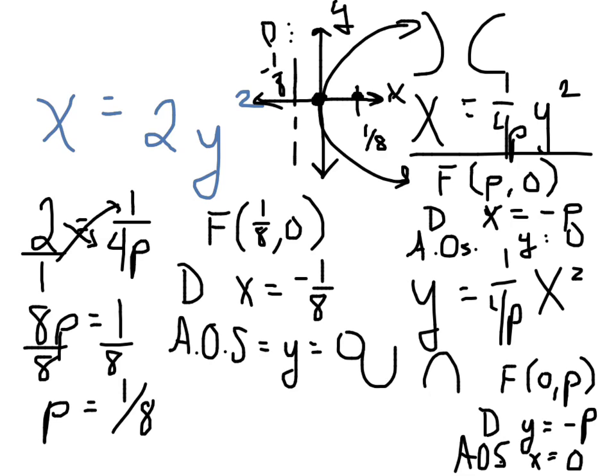Or up or down? I think I said up or down, but I meant to the right or to the left. How did I know it went to the right? That's the way the focus is. Plus, it's positive. It's either going to go to the right or up if it's positive, left or down if it's negative. Did I answer all the questions?